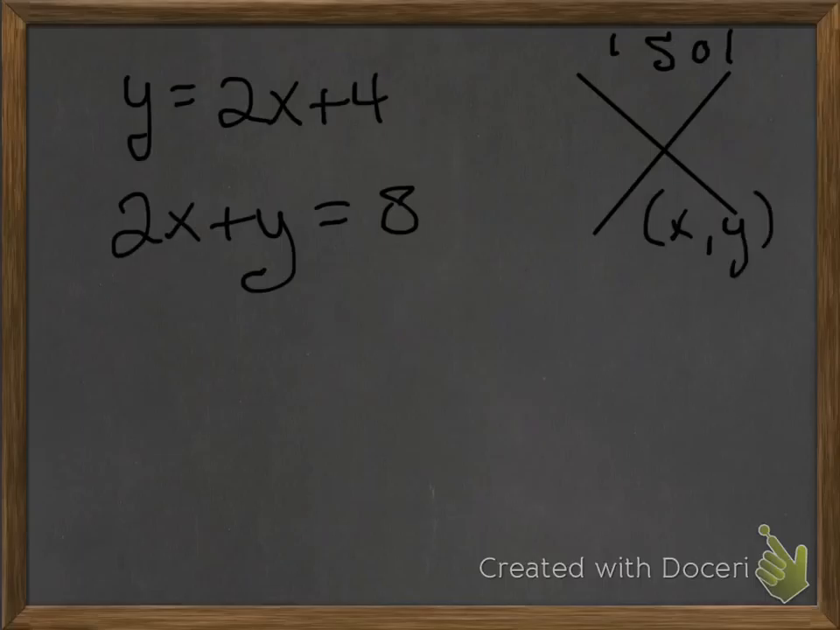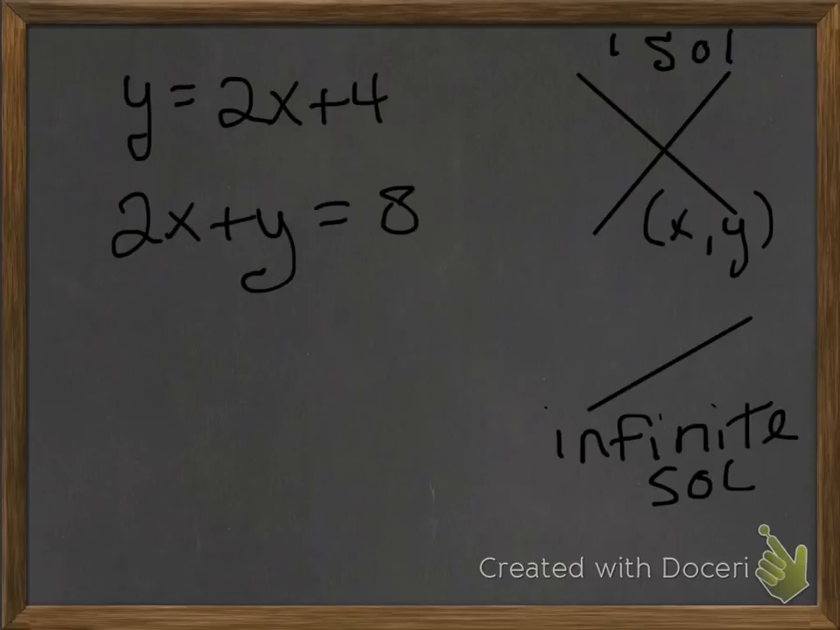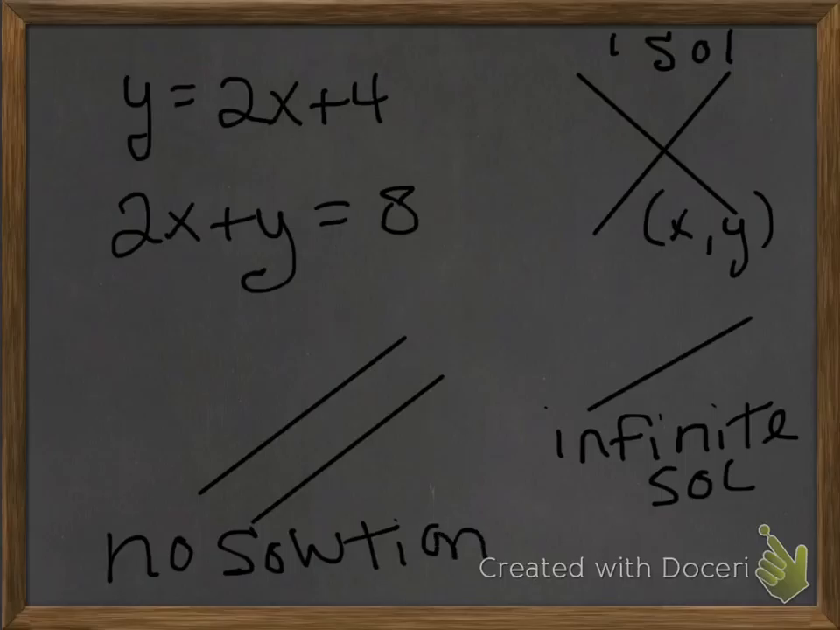You could have two lines that, when you graph them, end up being exactly the same line, resulting in infinite solutions. Or you could have two equations that, when graphed, give you lines that are parallel. And if they're parallel, they're never intersecting, so you have no solution. So these are the three different scenarios that you can encounter.